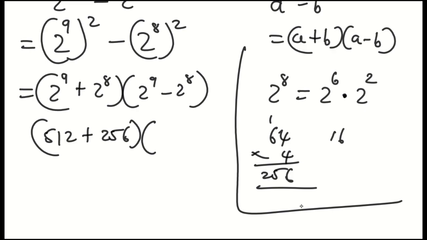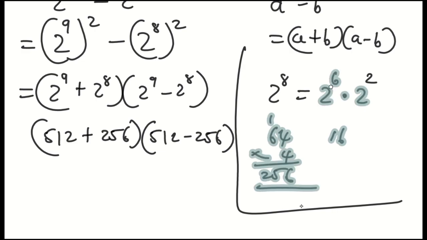So 2 raised to the power of 9 is 512. And 2 raised to the power of 8 is what? 256. So I'll do the same thing here. 2 raised to the power of 9 is 512 minus what? 256. I hope this is good. So let's add these two numbers and let's subtract this one here. So let's go. What is 512 plus 256?